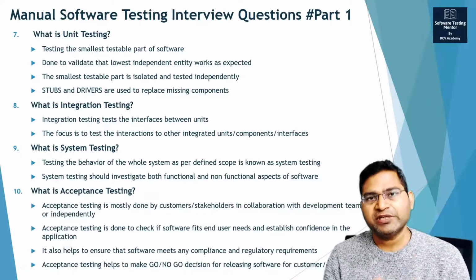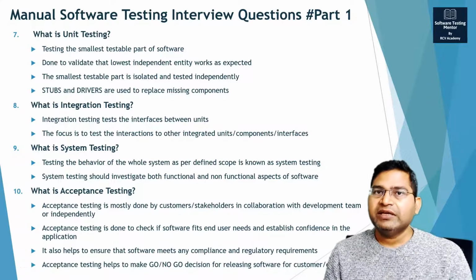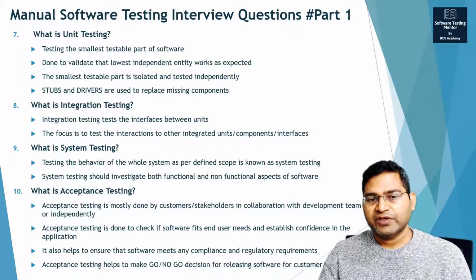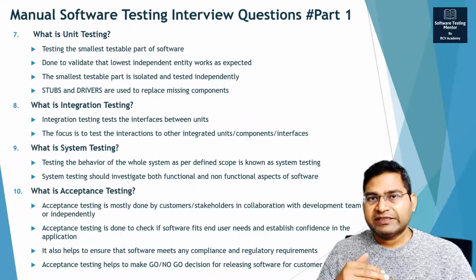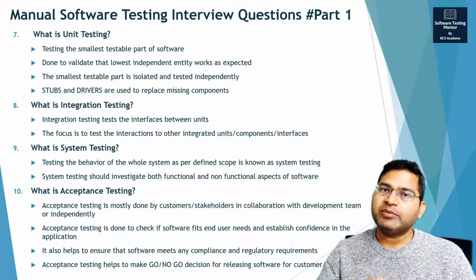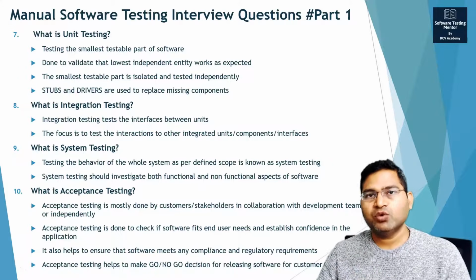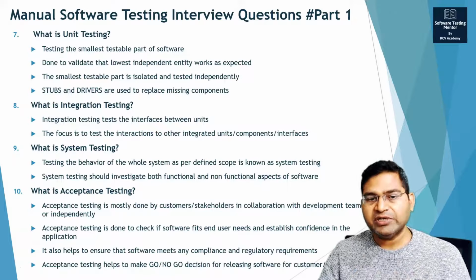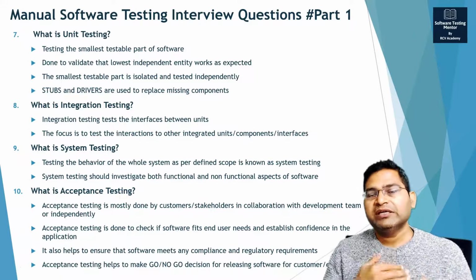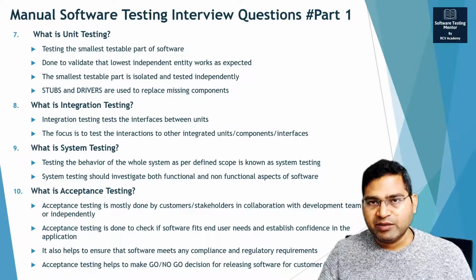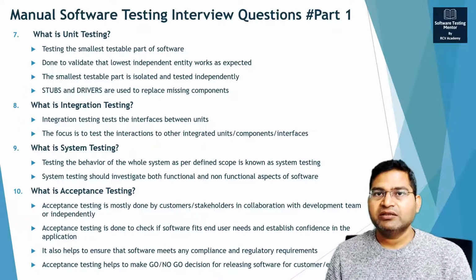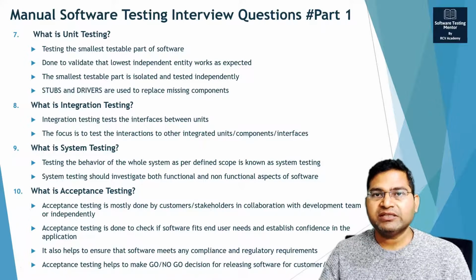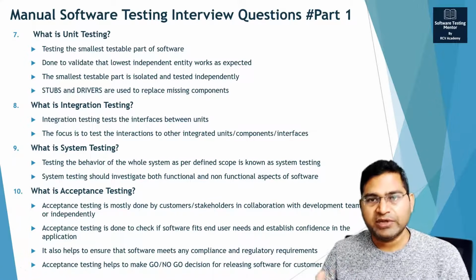Now what is acceptance testing? Acceptance testing is the last level, I would say. In the test levels, you have 4 levels: unit, integration, system, and acceptance. Acceptance testing is the testing level done mostly by customers and stakeholders in collaboration with the development team or independently. It could be that the development team is helping, right? If it is more of an alpha testing, which is a type of acceptance testing, then the development team is within the premises and might help a little bit.